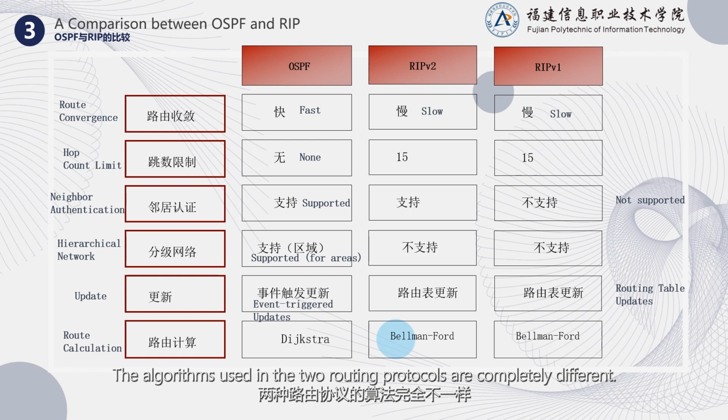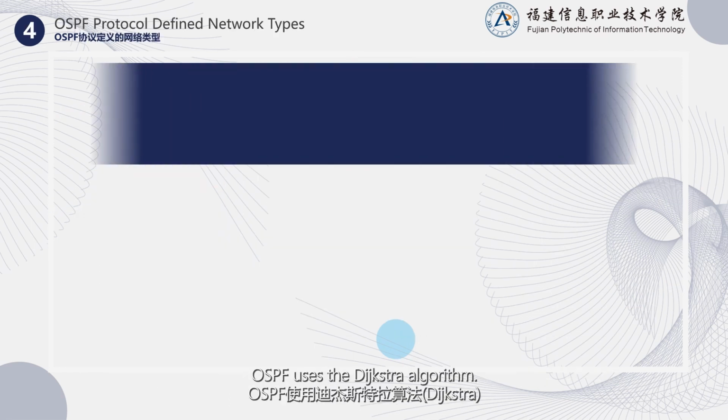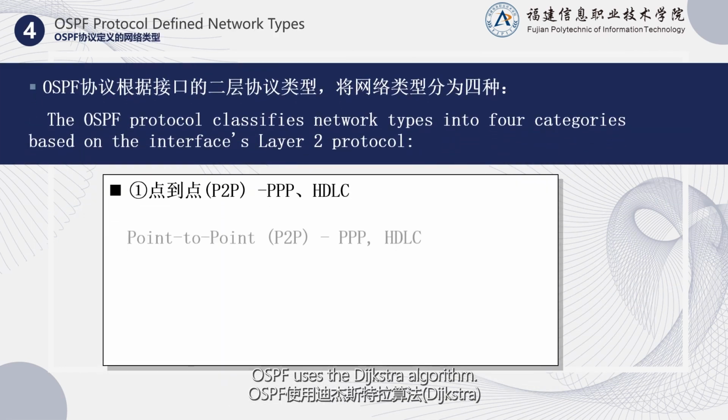The algorithms used in the two routing protocols are completely different. OSPF uses the Dijkstra algorithm.